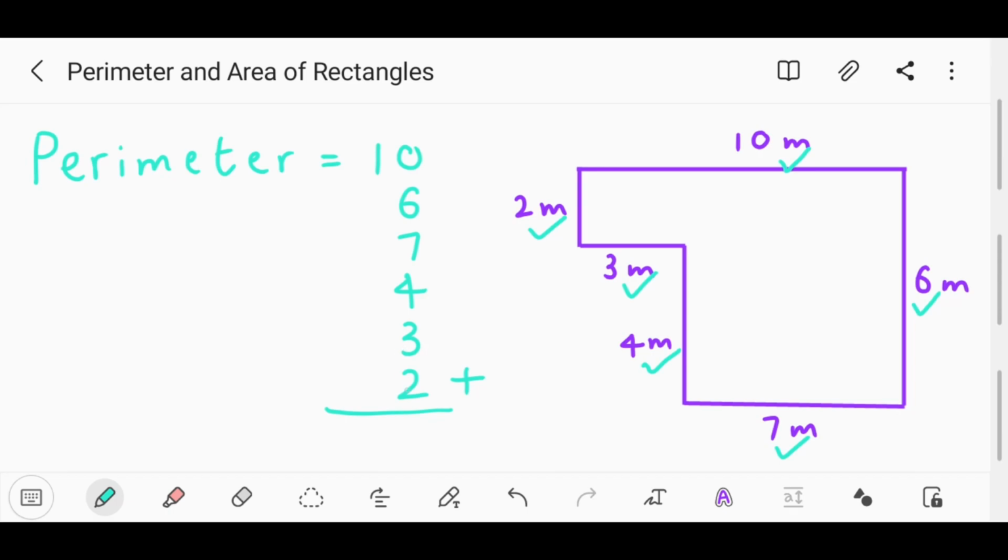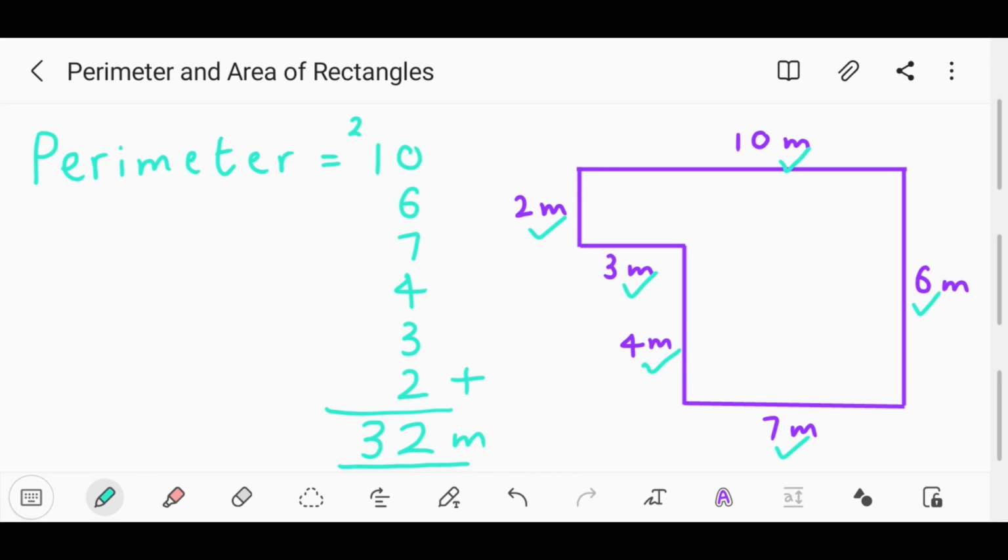And 20 plus 2 is 22. So we are going to write the 2 of 22 and carry forward the remaining 2. So 2 plus 1 gives 3, and in our tens place we are going to write 3. Remember that when we find the perimeter, we cannot forget the unit. So this would be 32 meters.